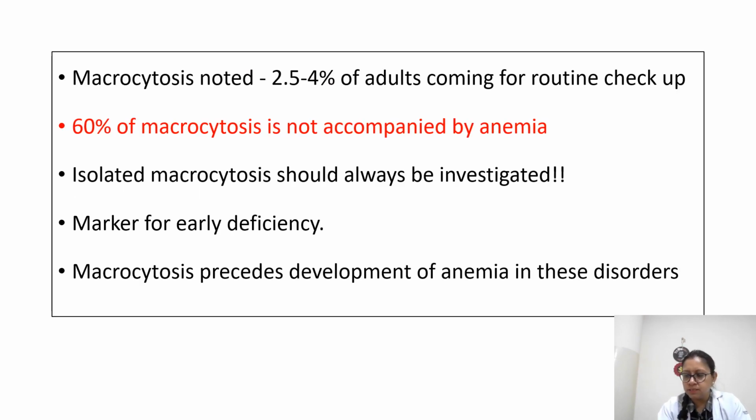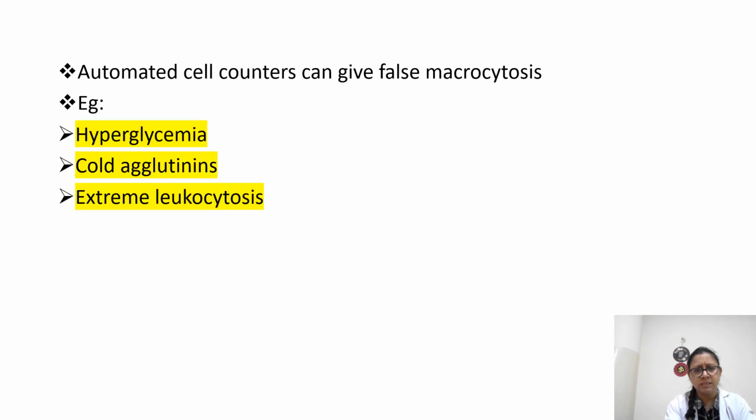So macrocytosis is noted in 2.5 to 4% of adults who come for a routine checkup. And what we see is that in 60% of cases, even if macrocytosis is present, you have larger RBCs, it is not accompanied by anemia. But when we see isolated macrocytosis in a smear, it should always be investigated because it can point towards an early deficiency. And sometimes what happens, this macrocytosis usually precedes the development of anemia in megaloblastic anemia.